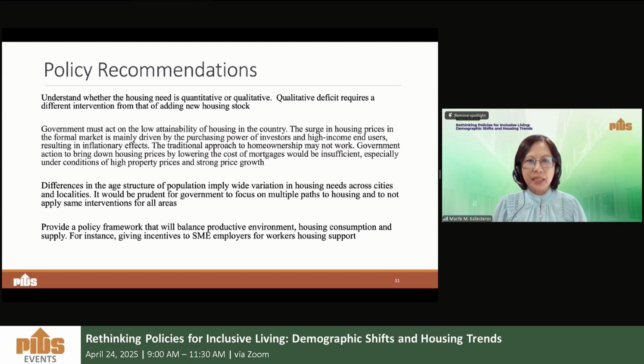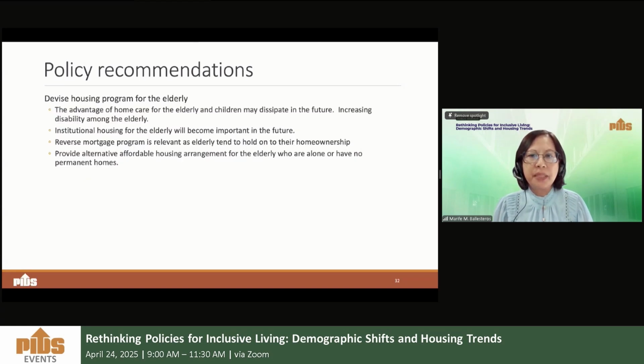The other point is, I think, you have to provide a framework. As you said, we are in the sweet spot of demographic dividends. So you have to balance the productive environment, housing consumption, and supply. So I mentioned giving direct incentives to SME employers for workers' housing support. And the last point or recommendation has something to do with devising, next slide, please, a housing program for the elderly.